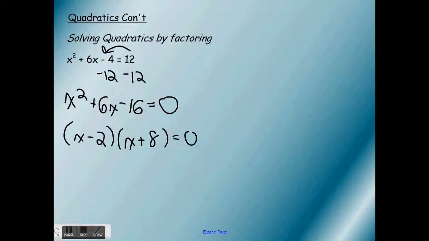It doesn't matter which one you put first. No, you can put x plus 8, x minus 2. It's still the same thing. But the plus has to be with the 8, and the minus has to be with the 2.